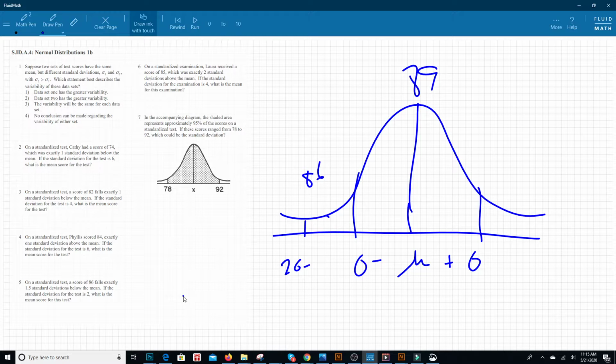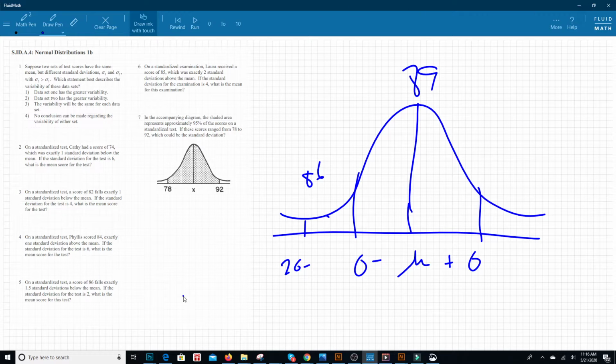Is that clear? Make sure it's clear. If there's any question on question 5, please ask me, or leave a comment in the comment section. I'll get back to it. Let's look at question 6. On a standard examination, Laura received a score of 85, which is exactly 2 standard deviations above the mean. If the standard deviation for the examination is 4, what is the mean for this examination?